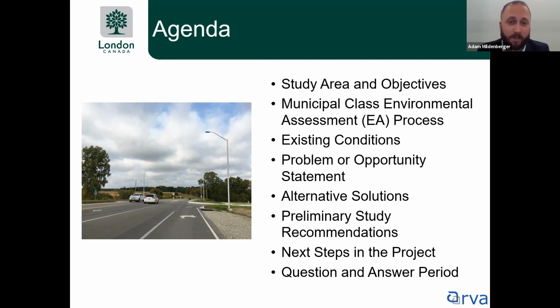With respect to the agenda for this presentation, I will provide a brief overview of what the study area is and the objectives of this study. I will also speak to the EA process. I'll provide a description of the existing conditions of the study area, and also describe the problem, or what's called an opportunity statement, that we've defined for this study. I will describe alternative solutions that have been considered, as well as describe the currently preliminary study recommendation. Finally, I will conclude with discussing next steps for the project, as well as our Q&A period.